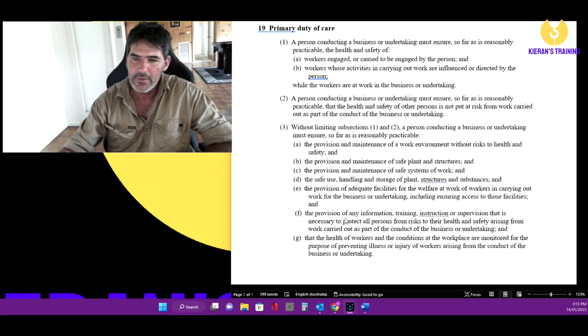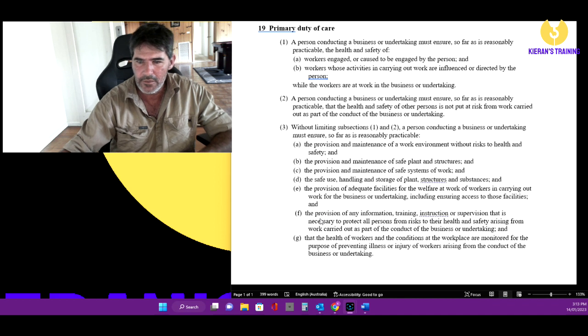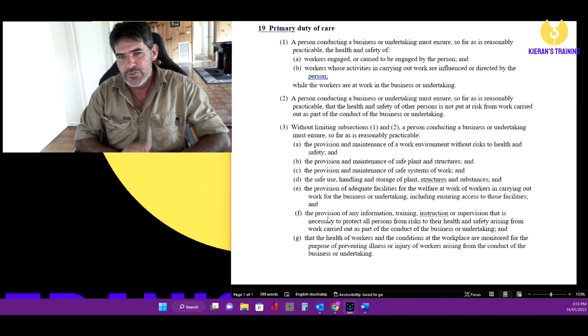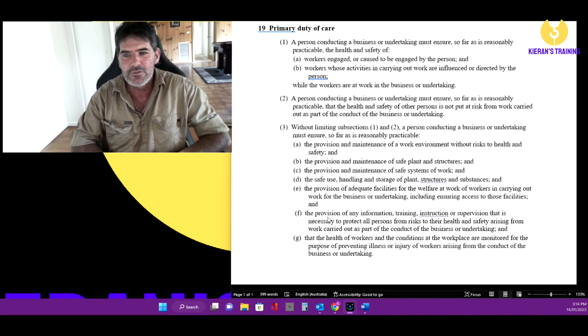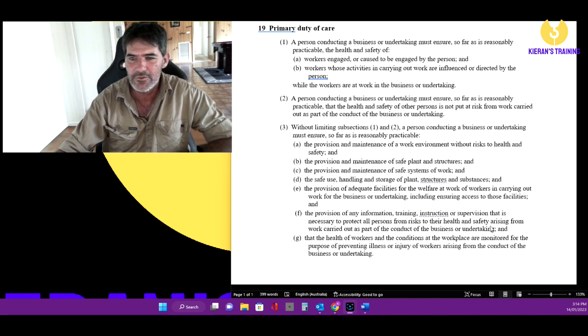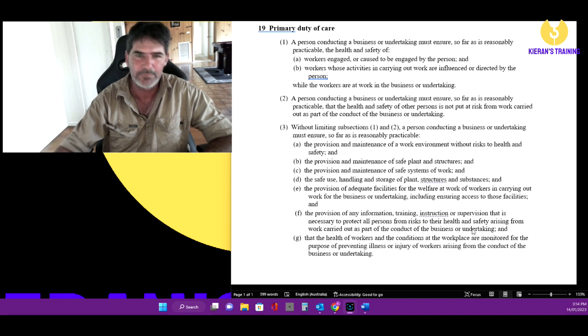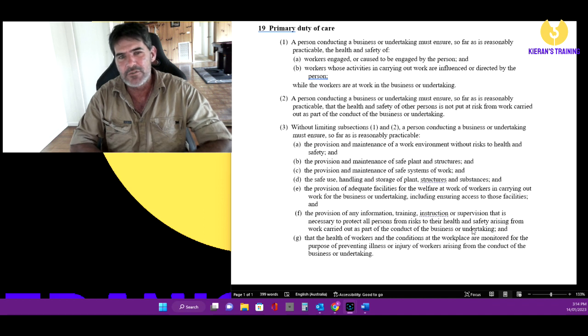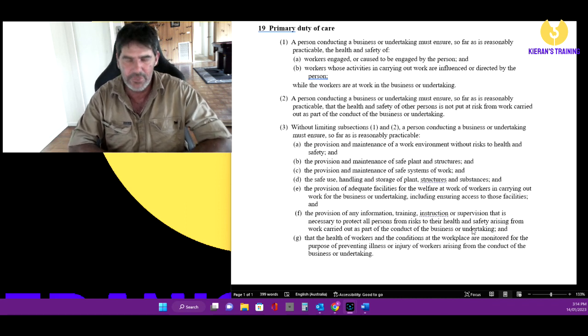Okay, this next one here is pretty important, and I do find it does get neglected a little bit on some sites, which is the provision of any information, training, instruction or supervision that is necessary to protect all persons from risks to their health and safety arising from work carried out as part of the conduct of the business or undertaking. So in a nutshell, what that is telling us is that if you're given a task that you're unfamiliar with, it is up to the employer.